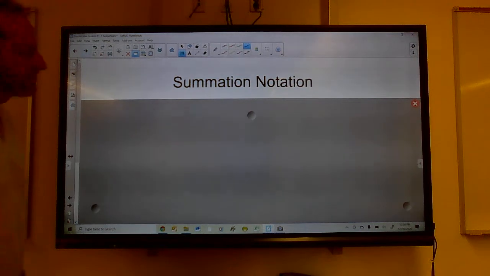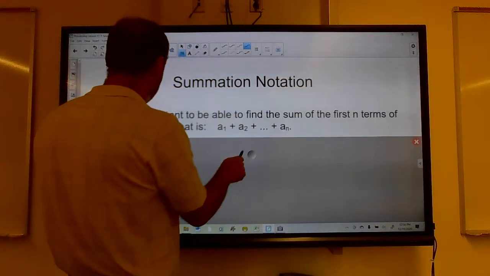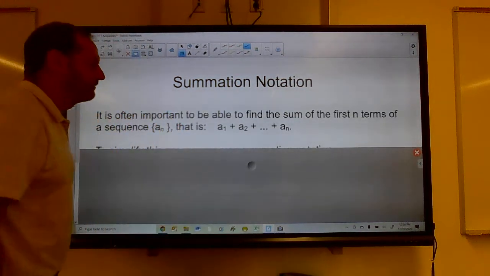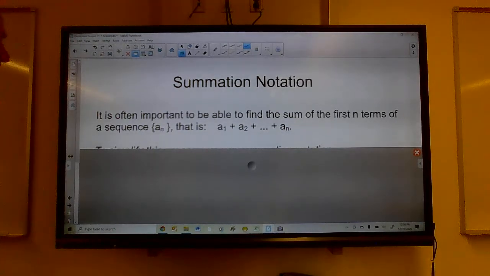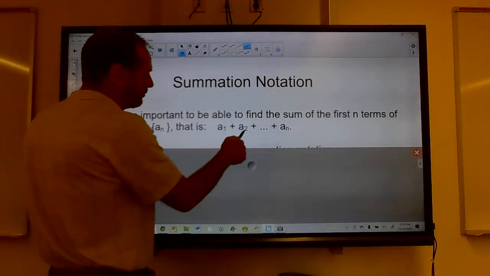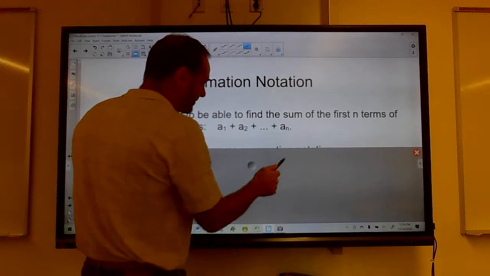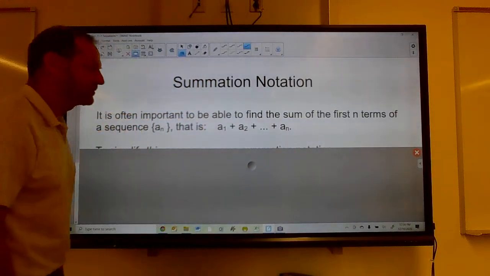Summation notation, this is something you might not have seen before. It's often important to be able to find the sum of the first n terms of a sequence a sub n, that is find a sub 1 plus a sub 2 plus dot dot dot plus a sub n. That dot dot dot just means there's a bunch of stuff in between there.